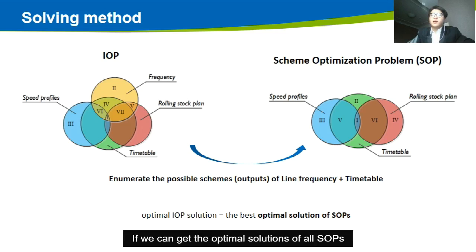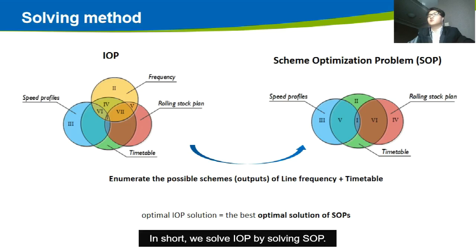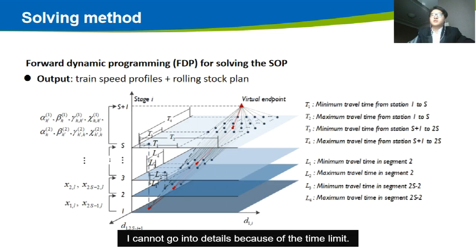Then, if we can get the optimal solution of all SOPs, then the best optimal solution is the optimal solution of IOP. In short, we solve IOP by solving SOP. We propose a forward dynamic programming, FDP, algorithm to solve each SOP. I cannot go to the details because of time limit.